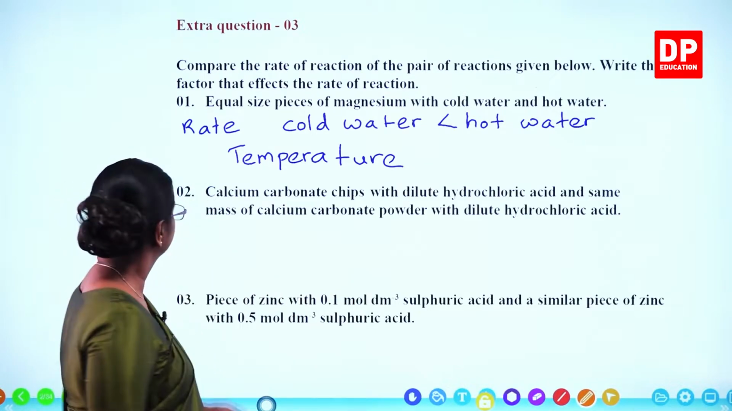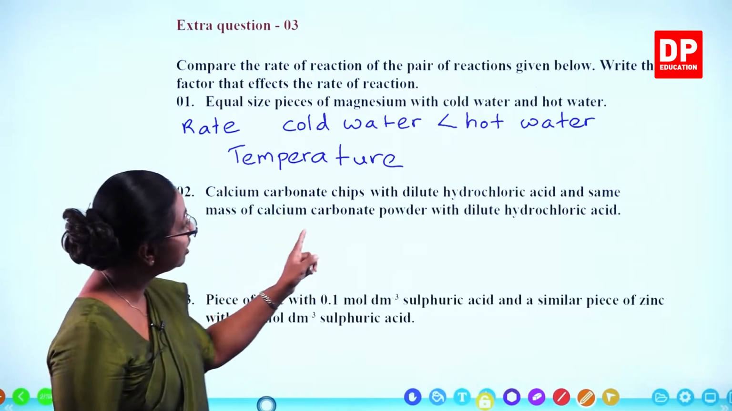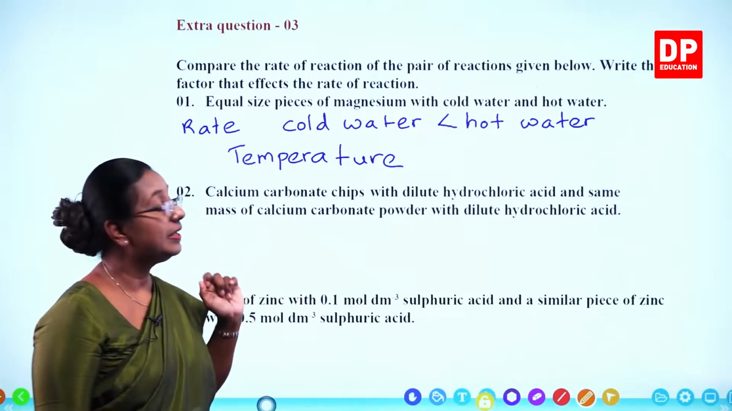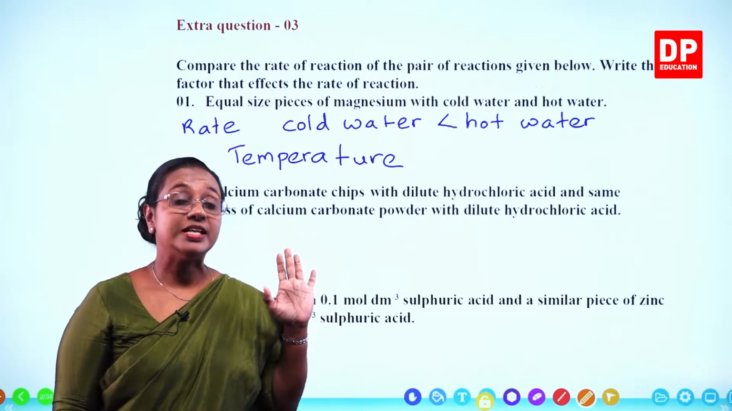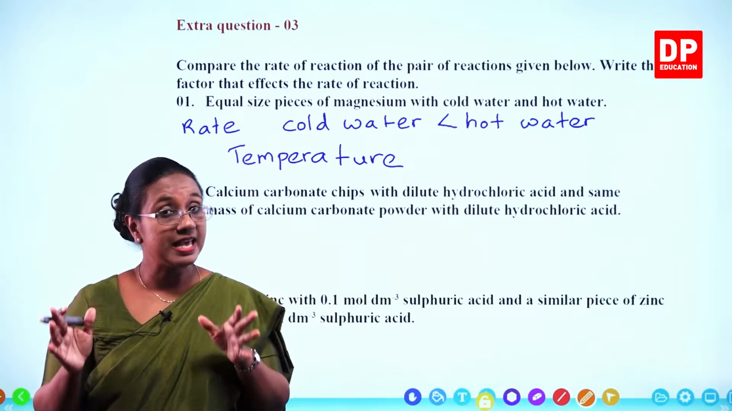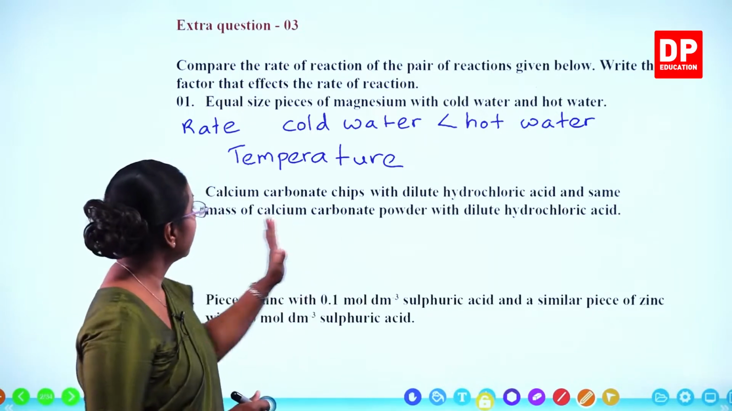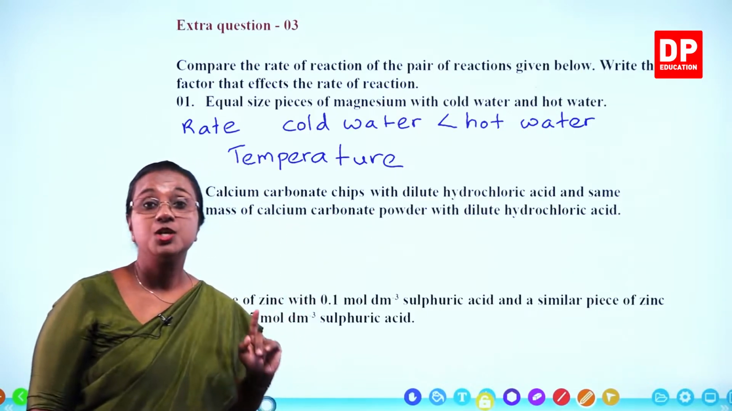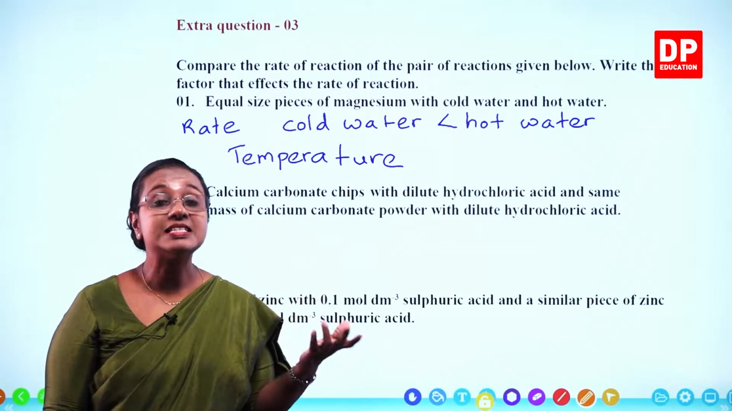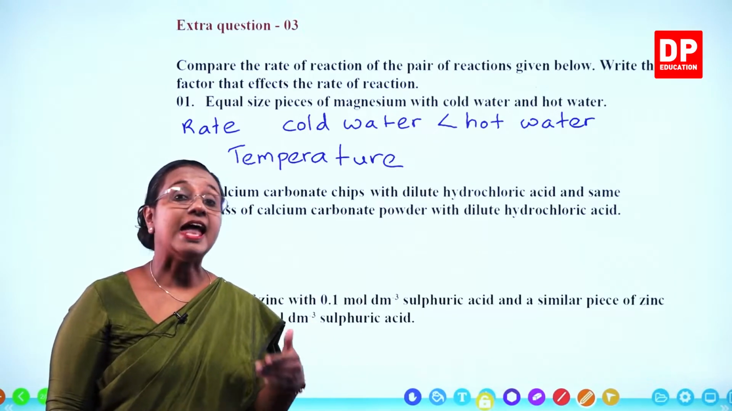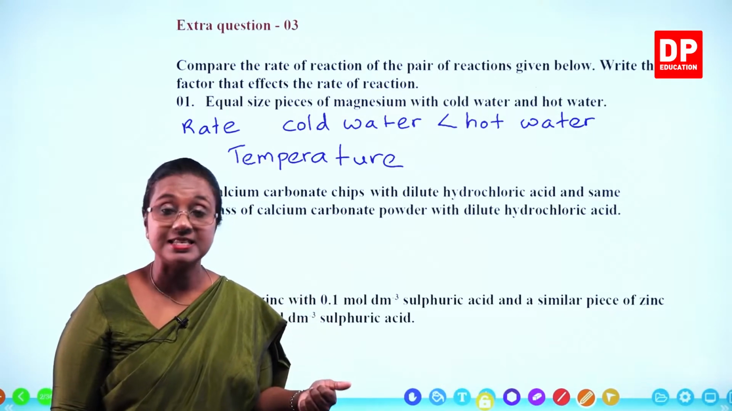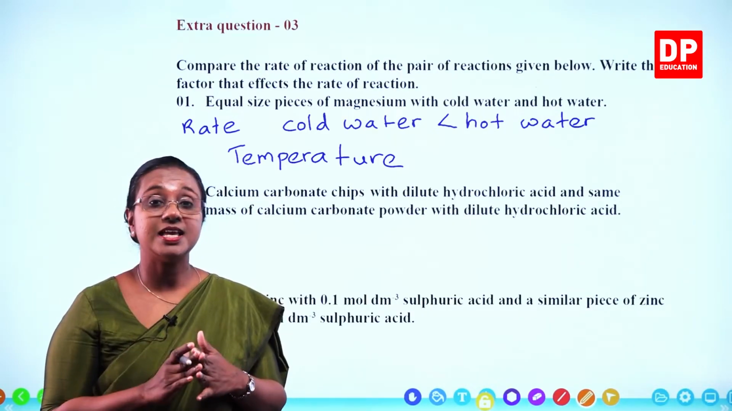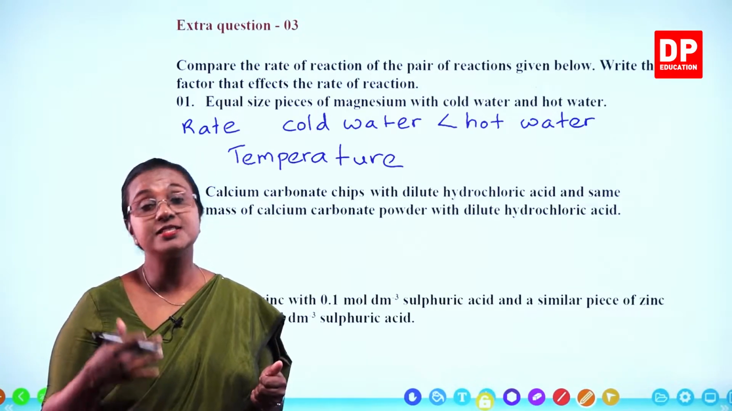Then the second one, calcium carbonate chips with dilute hydrochloric acid and same mass of calcium carbonate powder with dilute hydrochloric acid. So it is dilute hydrochloric acid, the same reactant, same concentration, there's no change in temperature, but they use chips and powder. So what is the factor? It is the surface area of reactants. And if it is chips, the surface area is less. If it is powder, the surface area is high. So when surface area increases, the rate of reaction is greater.